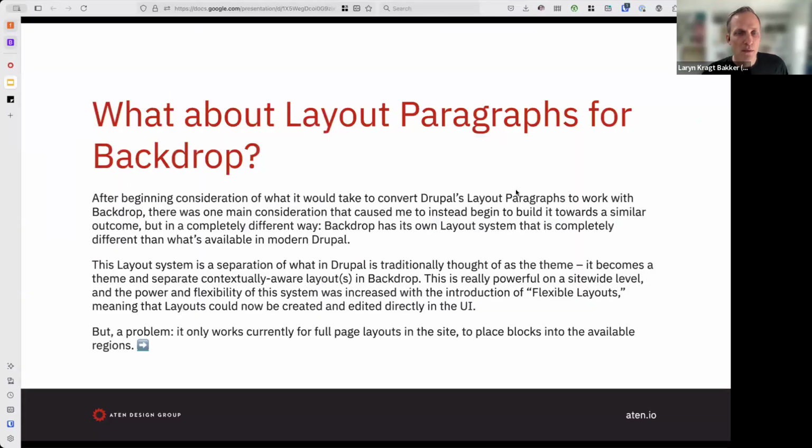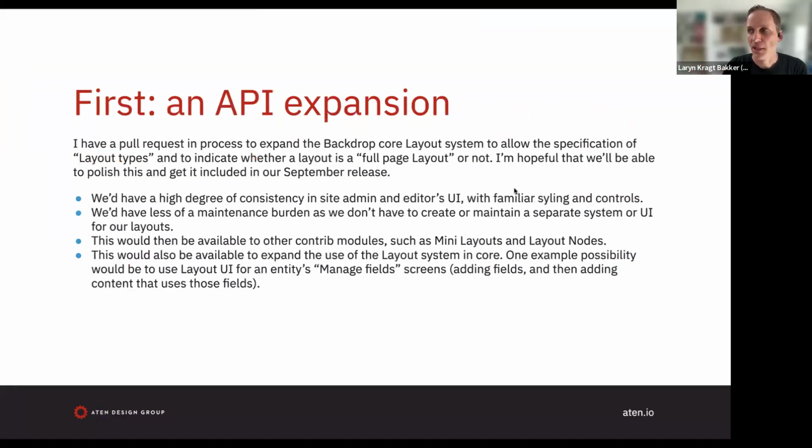So the first step in answering this was an API expansion for Backdrop's layout system, and I have a pull request in to Backdrop core that will allow you to specify a layout type. The theory being that I could create a new layout template that's specifically for paragraphs, and then it doesn't muddy up the core layout templates. So you're not seeing layout paragraphs templates within the main page template listings and so on.